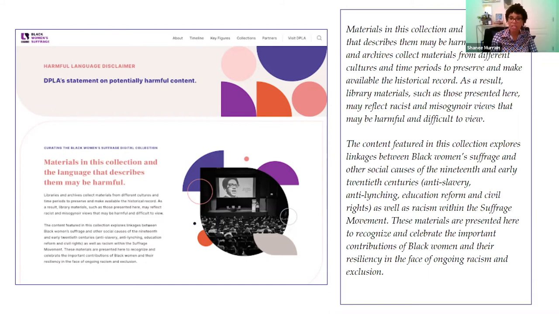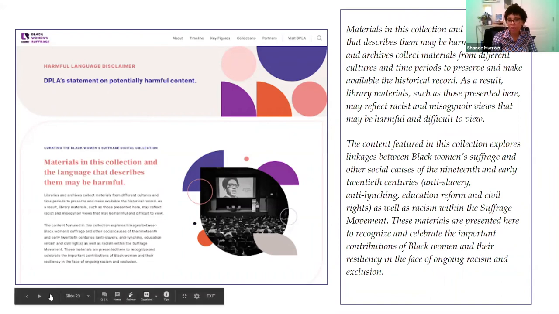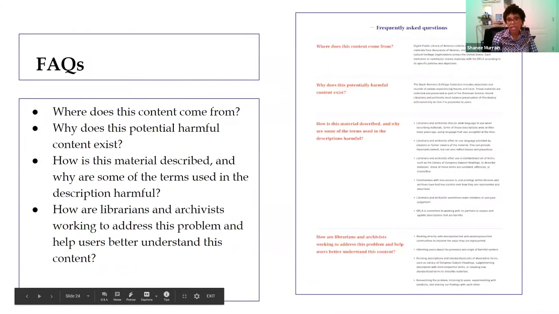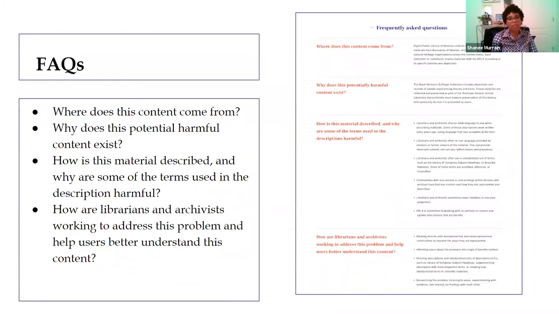It's more so an education tool for students and scholars and others who don't necessarily understand descriptive or archival practices. The metadata working group, in addition to writing this statement, wrote a set of FAQs, thinking about an audience of middle school students to educators, as well as the general public. And the group worked to avoid using library jargon to make this really approachable and understandable. And the group wanted to explain why potentially harmful content might be found in this collection, and also why that content is important to history.